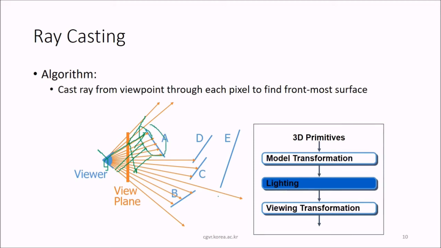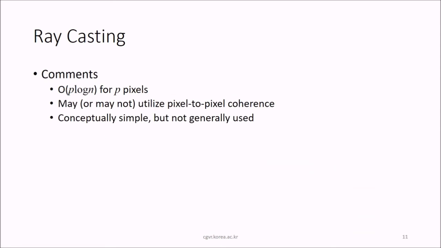When a ray never meets a surface, that surface will not be taken. For this we use lighting. This is an example of lighting in ray casting. If P is the number of pixels, the complexity of finding the closest surfaces is of the order of P log n, and many implementations also utilize pixel to pixel coherence. This is conceptually simple but not generally used.